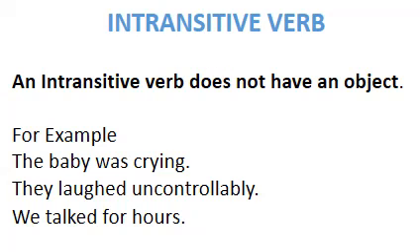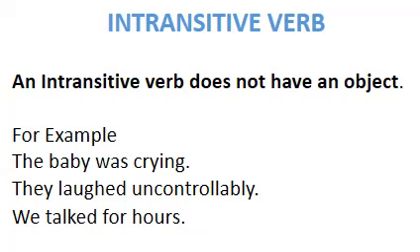So students, now we are going to learn what is an intransitive verb. An intransitive verb does not have an object. It is just the opposite of the transitive verb. Transitive verbs always take an object, but an intransitive verb does not have an object. And I told you what an object is: a noun or pronoun that comes after the main verb or that receives the action.